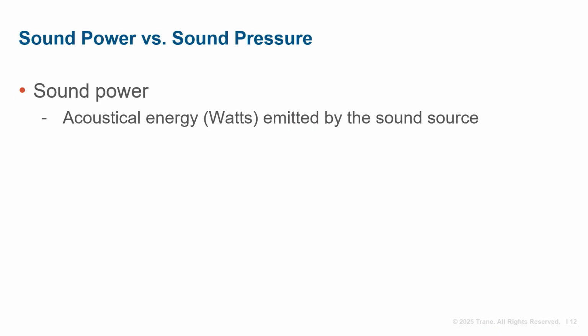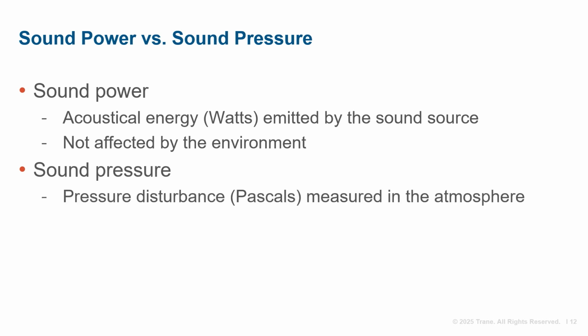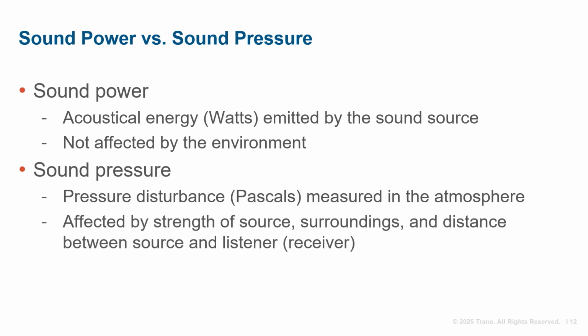Now, to describe the amplitude of sound at the different frequencies, we use 2 terms that are commonly confused: sound power and sound pressure. Sound power is the acoustical energy emitted by the sound source, expressed in terms of watts. It is not affected by the environment. Sound pressure is the pressure disturbance measured in the atmosphere, expressed in terms of pascals. Sound pressure is influenced not only by the strength of the source, but also by the surroundings and the distance from the source to the listener. Sound pressure is what our ears hear and what sound meters measure.